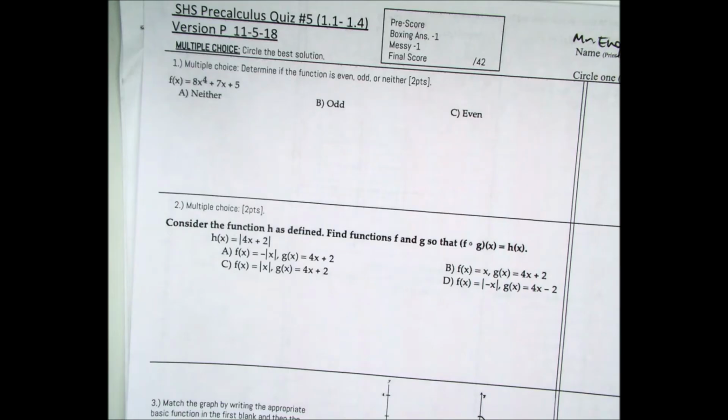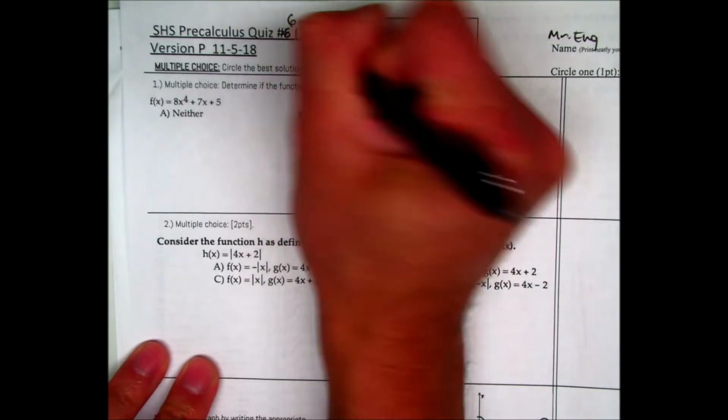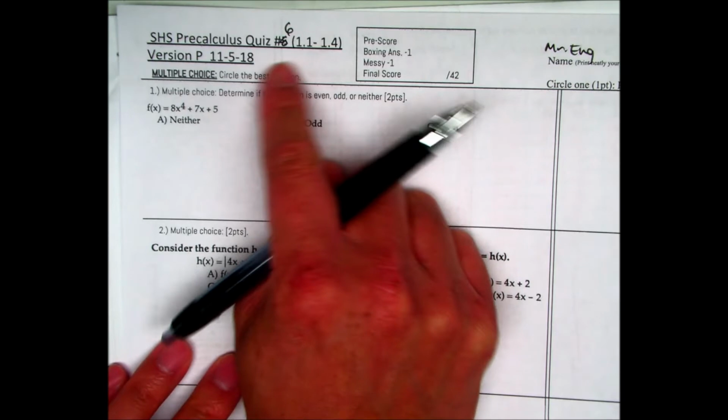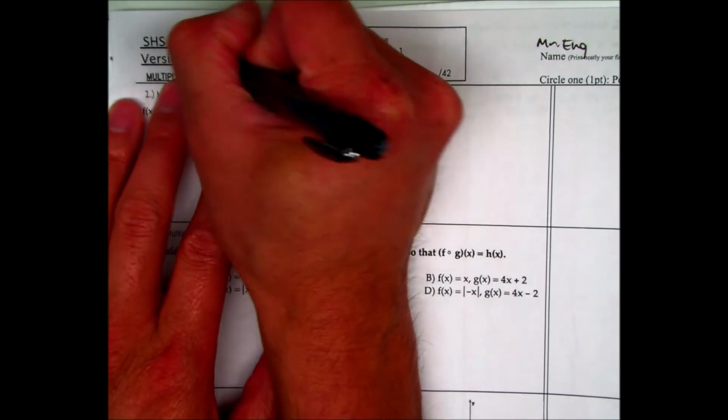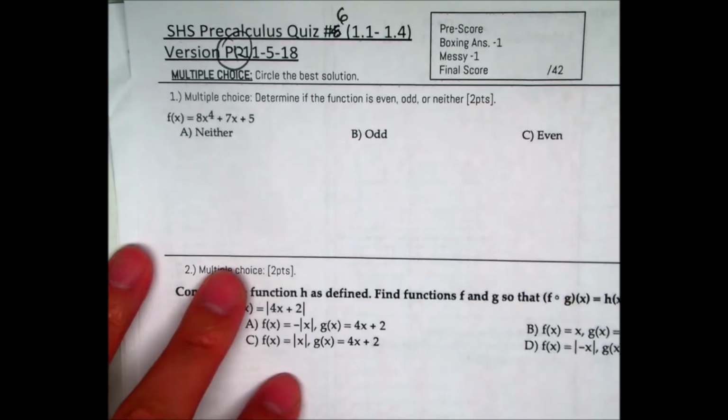So Mr. Rain going over the Precalculus Quiz number 6, 1.1 and 1.4, taken on November 5th, 2018. This is versions P and R. Question 1, determine if the function is even, odd, or neither.